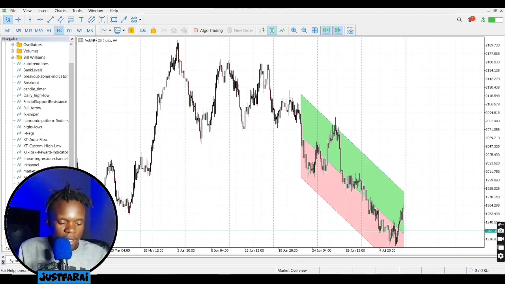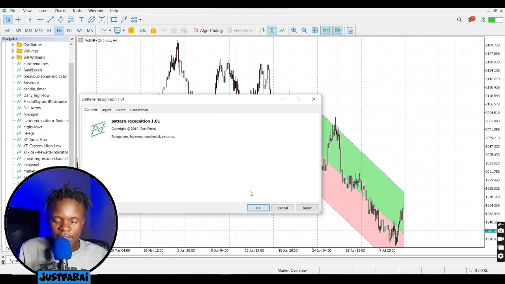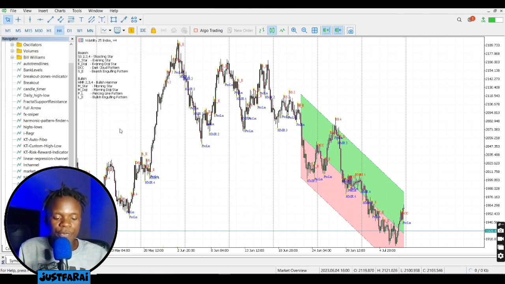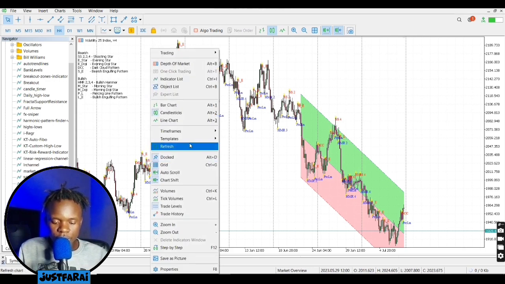That is good. Then the other indicator that I use from this point is the pattern recognition indicator. And here is what the pattern recognition indicator does. As you can see, these are abbreviations, and you can use the key here to see which pattern is occurring on the market. Let me remove those right here.